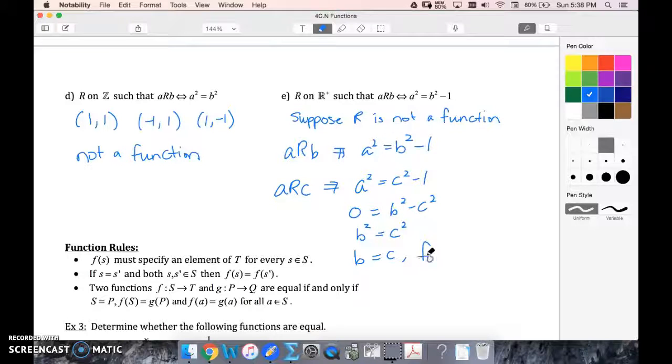So for A, there are unique outputs. So it must be a function. So we have contradicted this, therefore R is a function. All right.